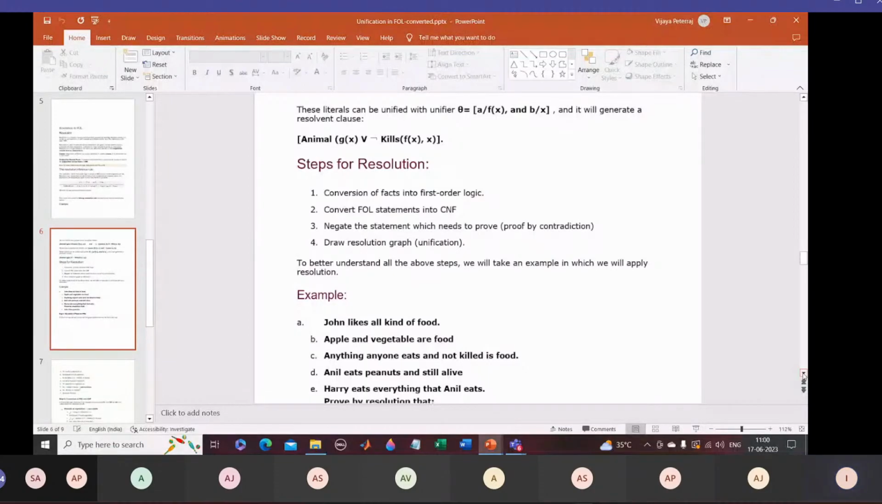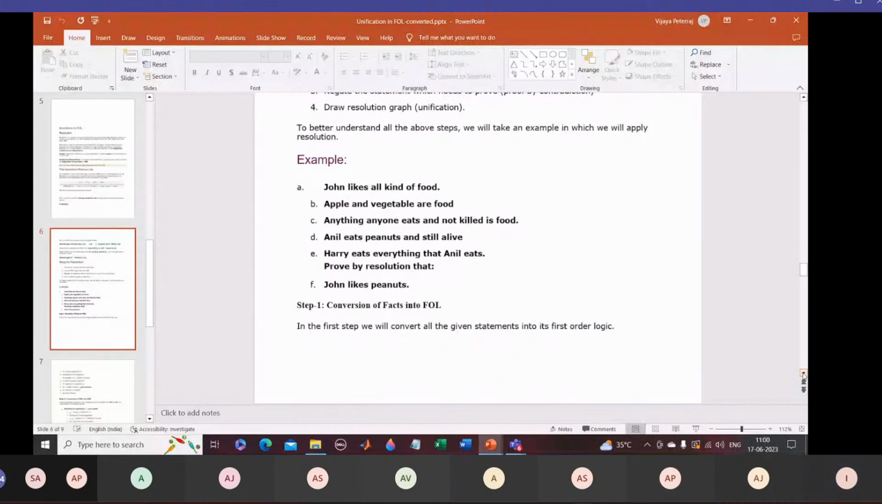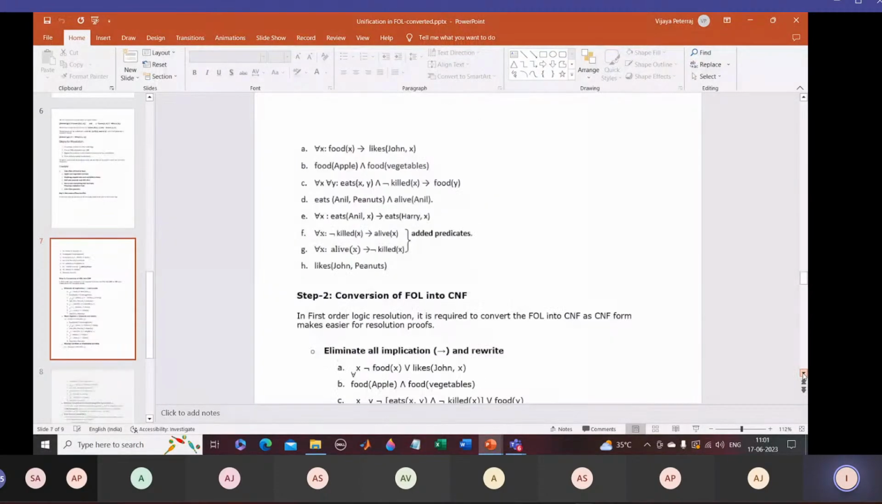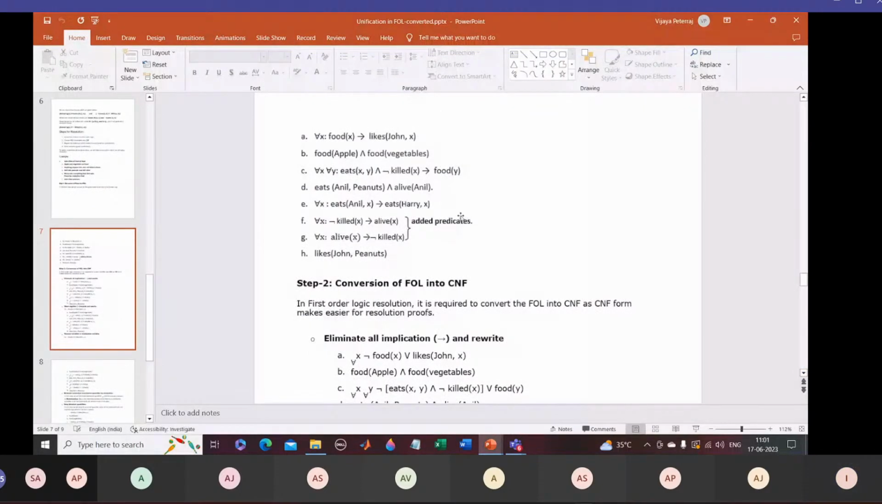So this is an example here. Let us take this example because this is useful in your forward and backward chaining. Okay. So first one is John likes all kinds of food, apples and vegetables are food. Anything anyone eats and is not killed is food. Anil eats peanuts and is still alive. Harry eats. So these are different statements given. So first step is we have to convert all the statements into first order logic. Okay, like this. You have to convert it.